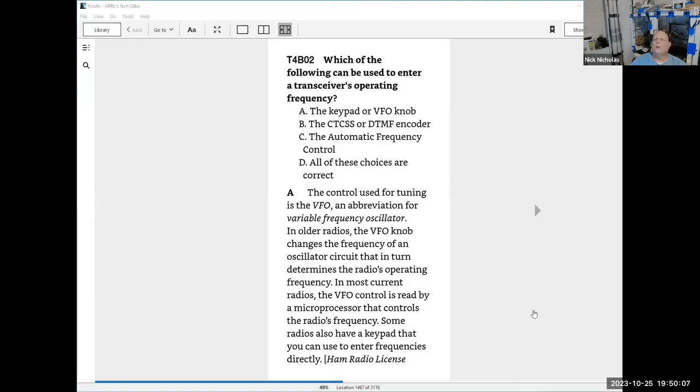Okay, which of the following can be used to enter a transceiver's operating frequency? Most modern radios can enter the frequency either by a digital pad, sometimes on the back of the microphone, sometimes on the radio, or what we call a VFO knob. VFO stands for variable frequency oscillator. In the old days, it was a directly controlled oscillator. Today, you're probably using more modern radios.